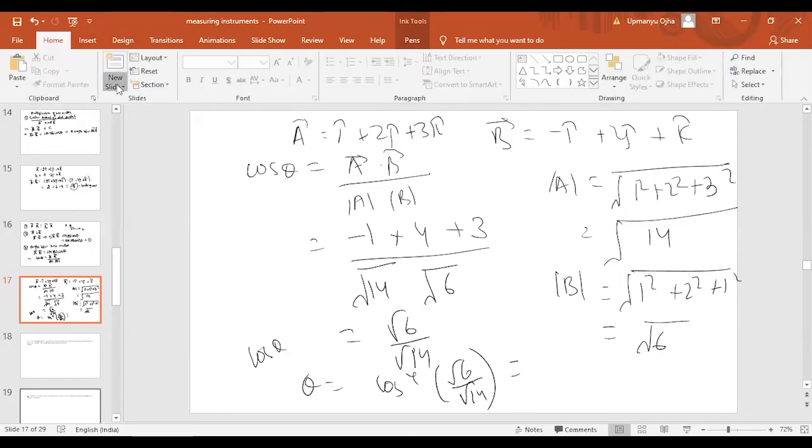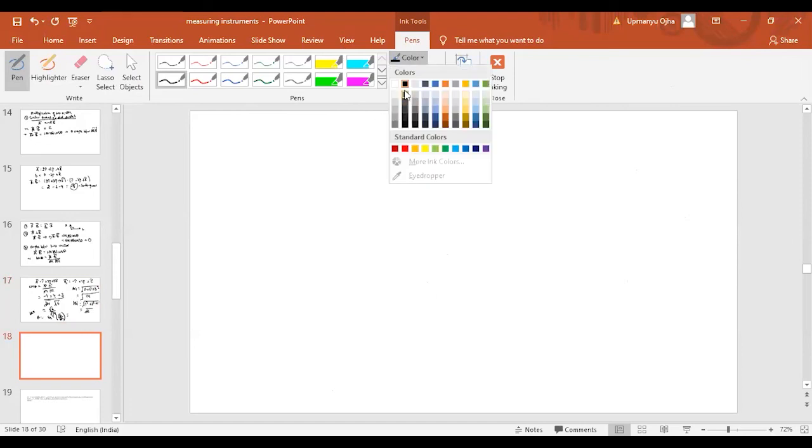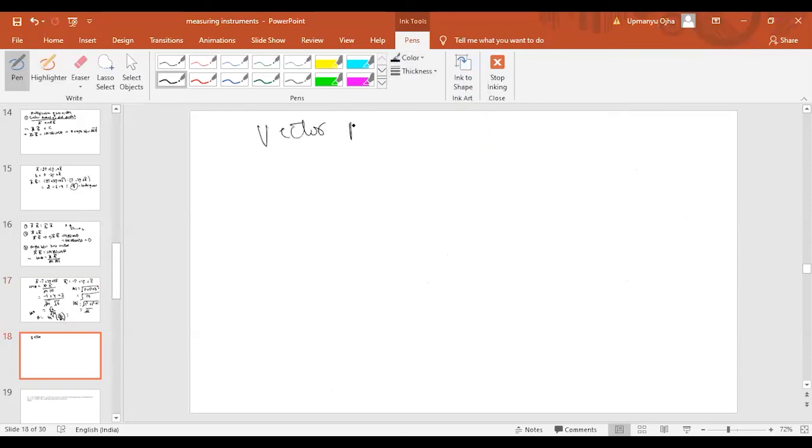Now, next is another type of multiplication, the vector product. Vector product is represented by a vector cross b vector. And what is the value of a cross b? The value of a vector cross b vector is given by mod of a mod of b sine theta n cap. Now, what is n cap here?